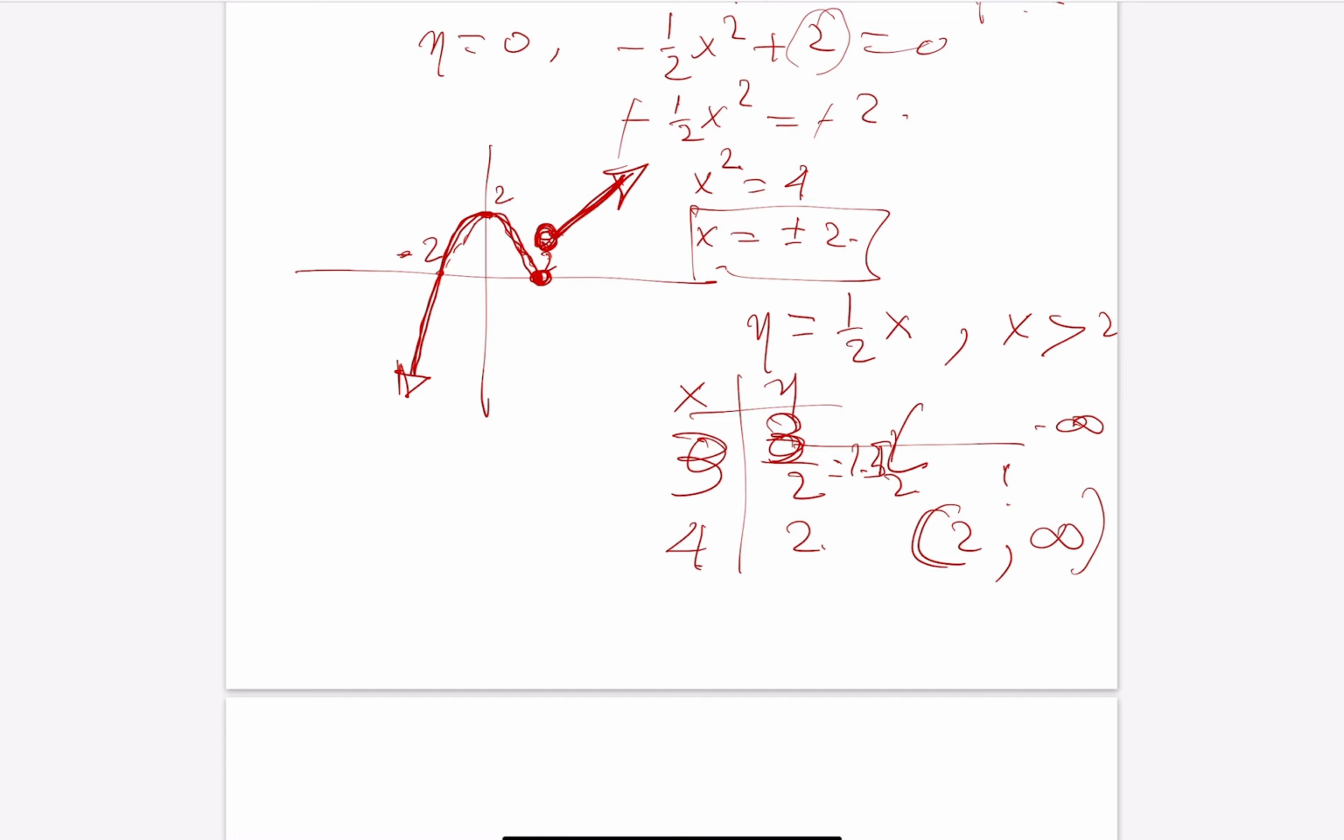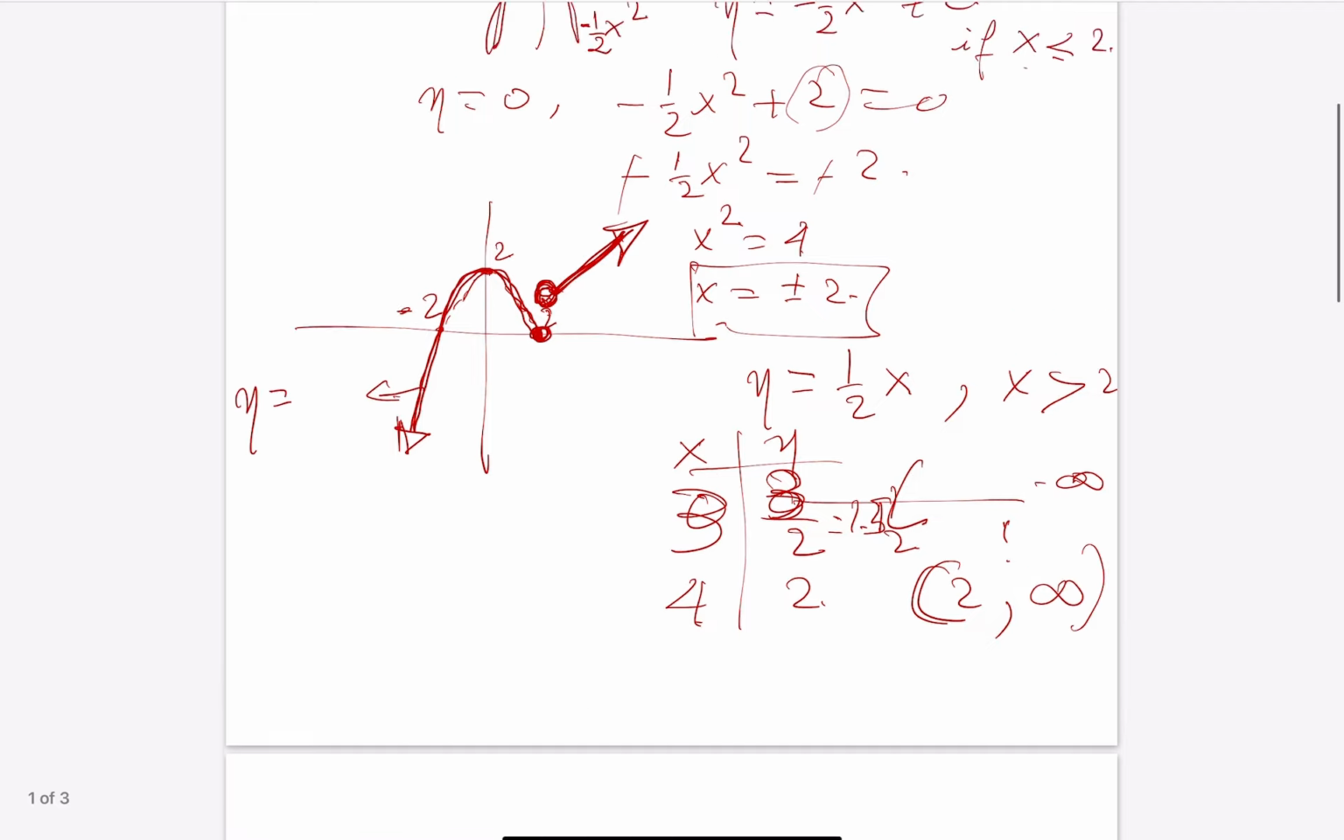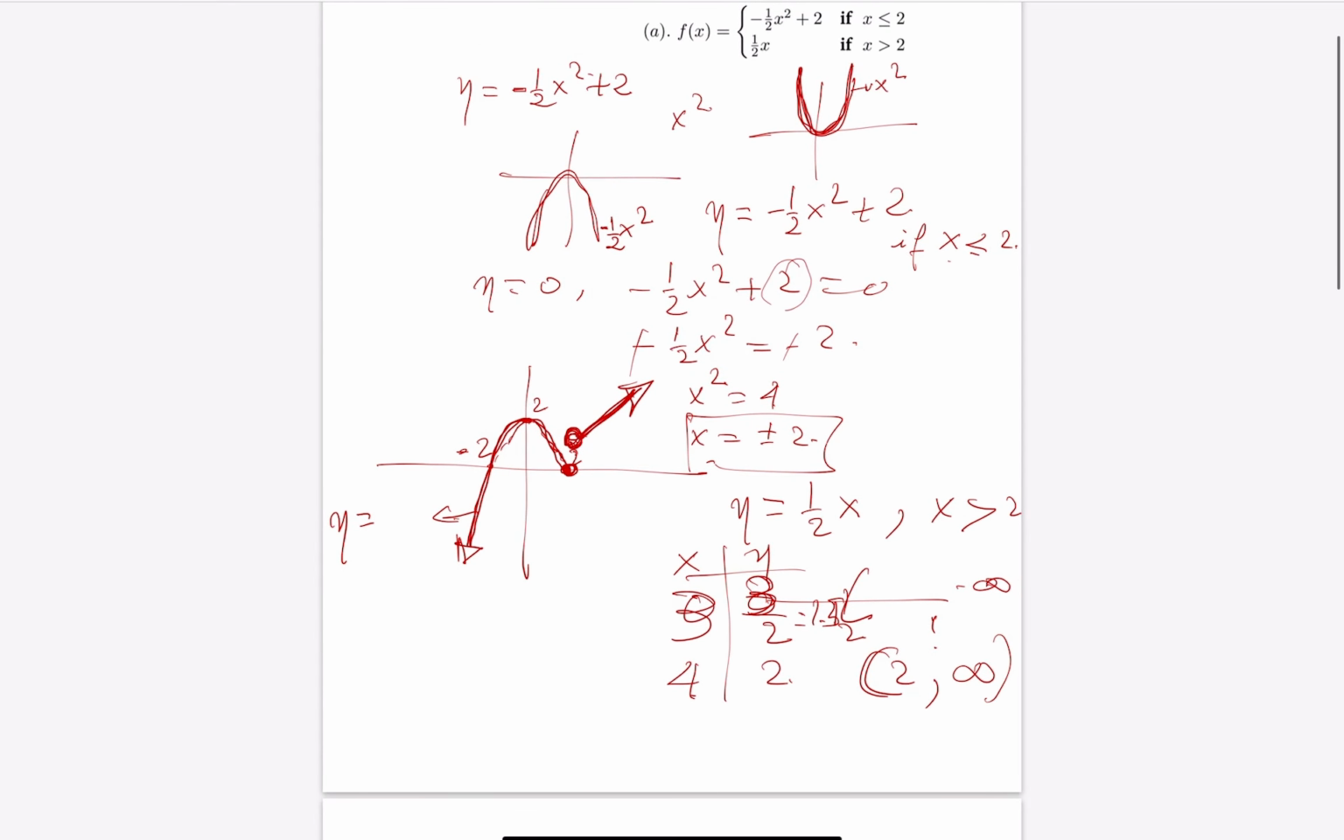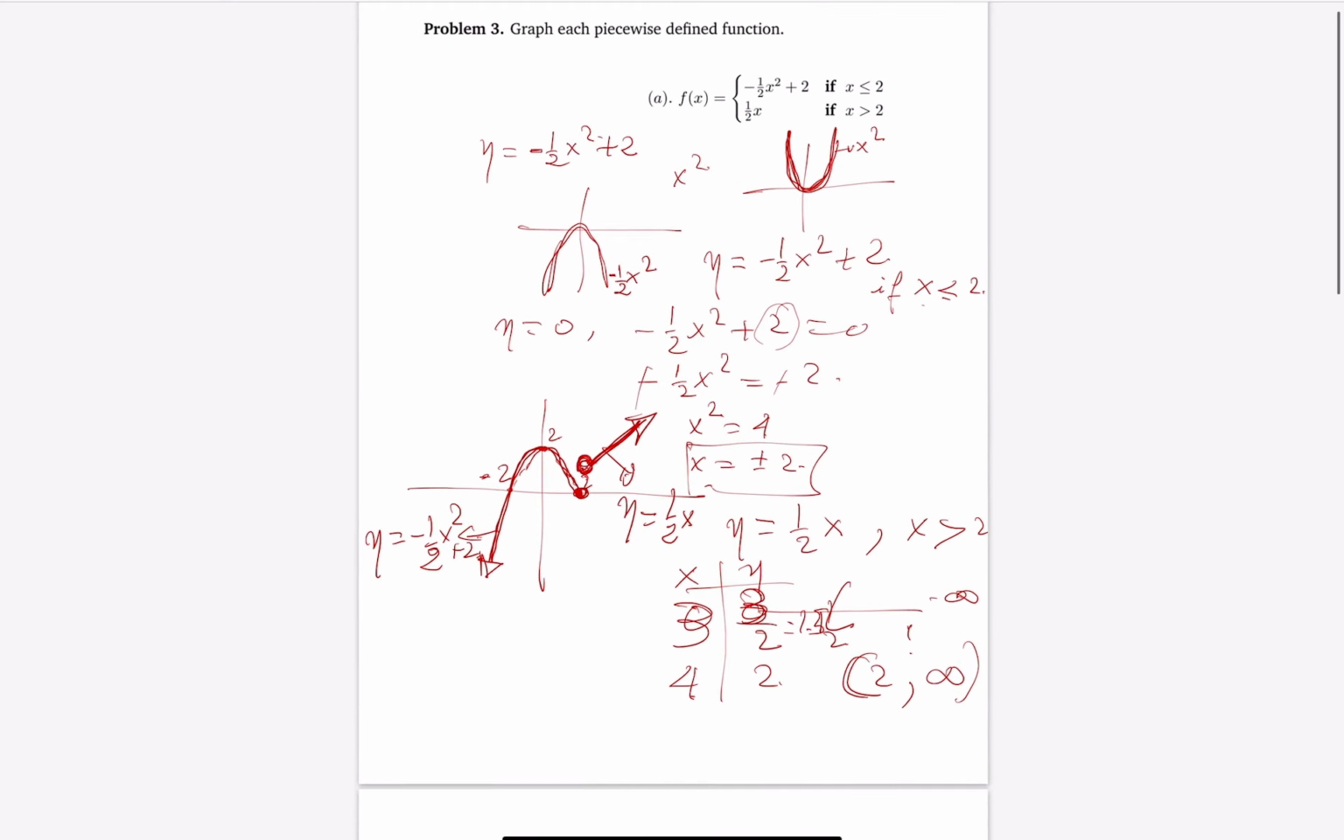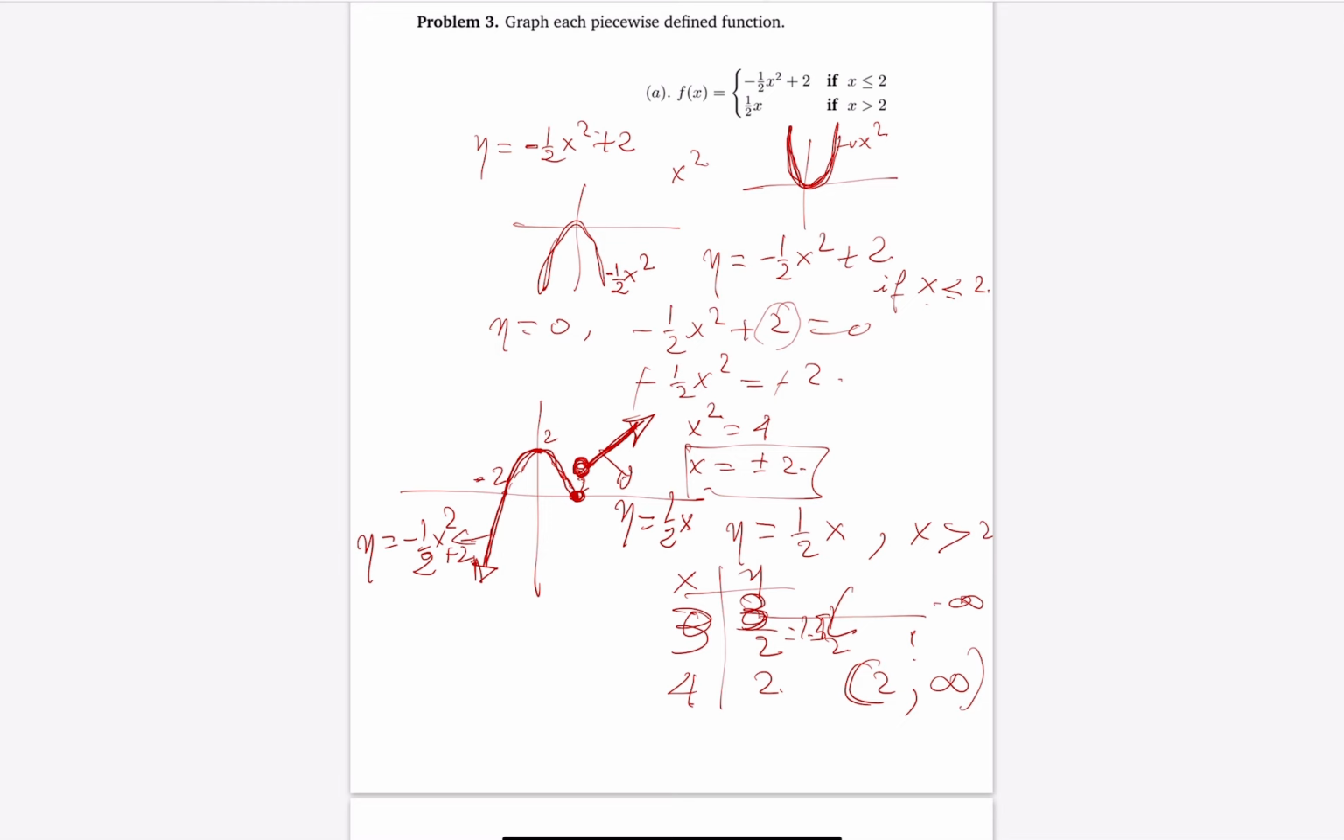And that's it. And this one is just y is equal to negative 1/2 x squared plus 2. And that one is just y is equal to 1/2 x. And that's it. That's the way you have to graph if I ask you to graph the piecewise function.